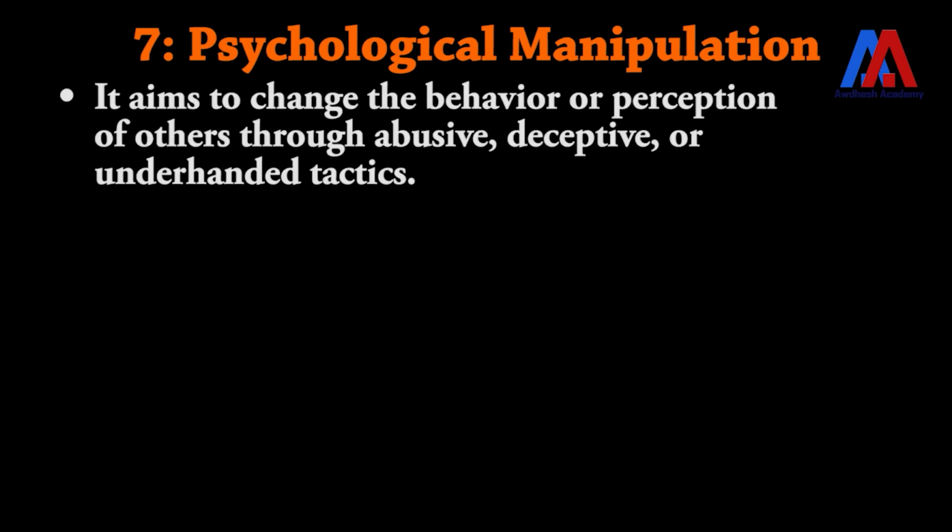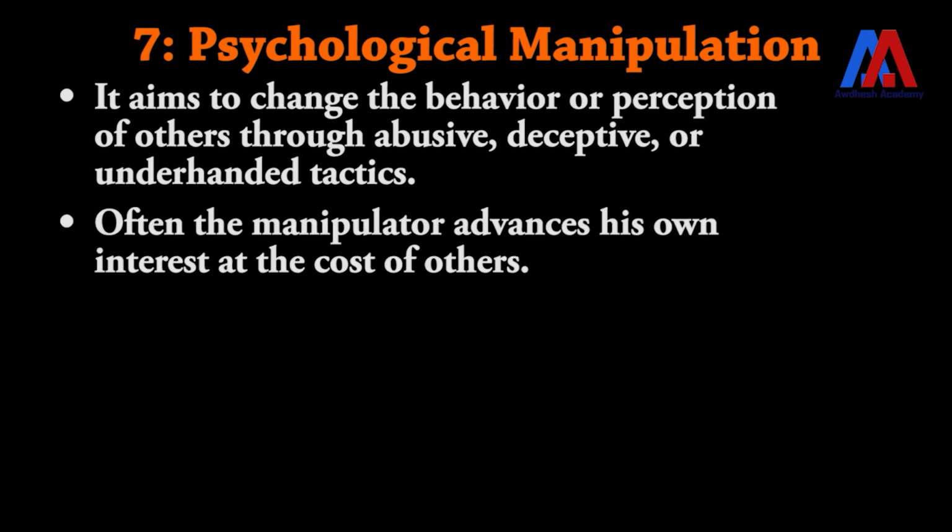Psychological manipulation aims to change the behavior or perception of others through abusive, deceptive, or underhanded tactics. In this case, a manipulator tries to advance his interest by manipulating your thoughts, manipulating you psychologically. This is normally done in the selfish interest of the person who tries to manipulate. It can be emotional blackmail. It can be anything, basically, to influence you psychologically.